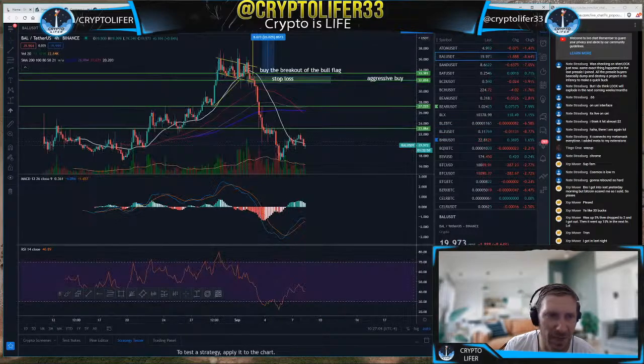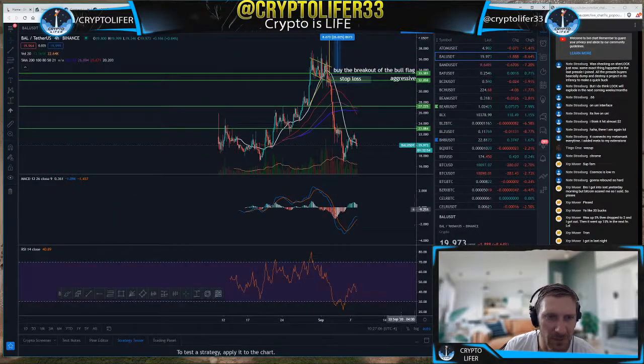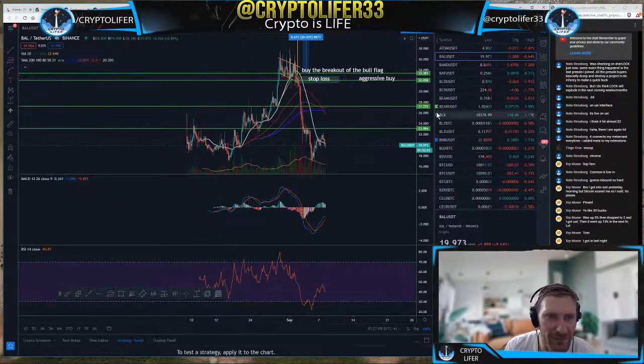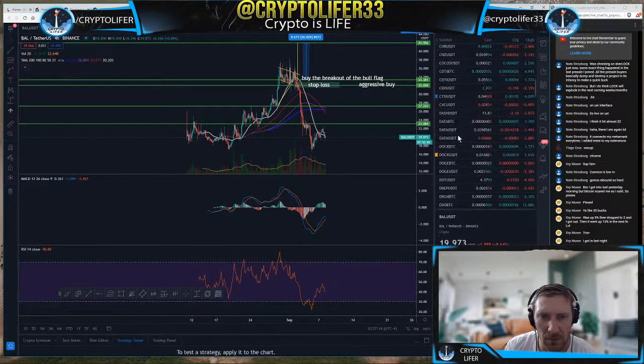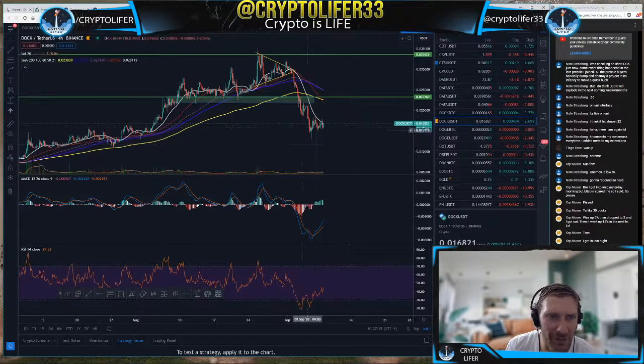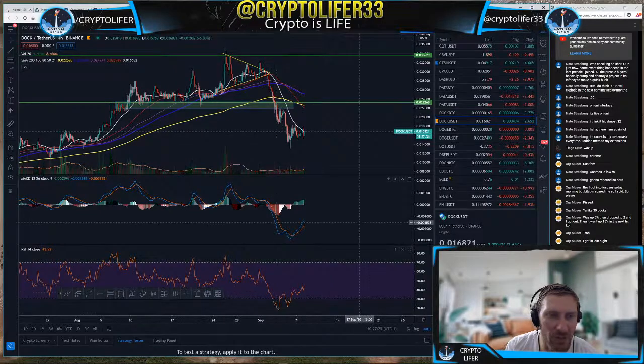I want Balancer back too, man. They all made that V-shaped recovery. Boom right here, and the boom back up. Let's look at Doc. Doc made a little recovery here from this long wick that it wicked down. But they're all kind of doing the same thing. We do have a double bottom on the RSI.